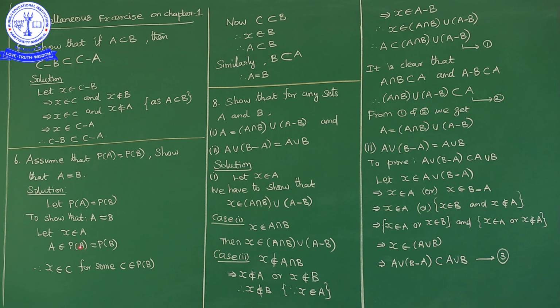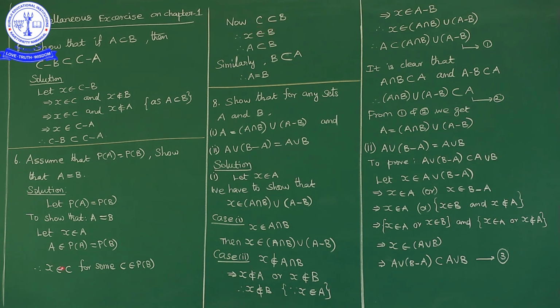A is an element of the power set of A. A belongs to the power set of A, that is equal to the power set of B. So A belongs to P of B. So what we can write is x belongs to C, where C is some element in P of B. Now what is P of B? P of B is the set of all subsets of set B. So C belongs to P of B means C is a subset of B.